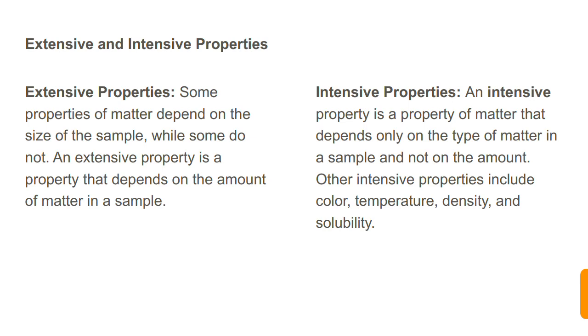In extensive properties, some properties of matter depend on the size of the sample, but an intensive property is a property of matter that depends only on the type of matter in a sample and not on the amount. Other intensive properties include color, temperature, density, and solubility. So this is the difference between intensive and extensive properties.